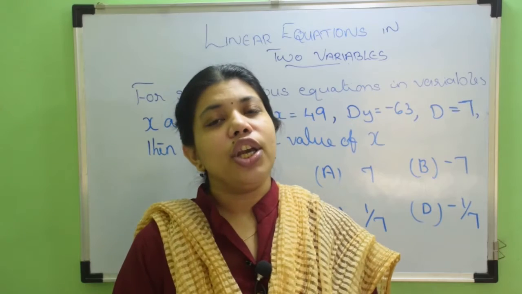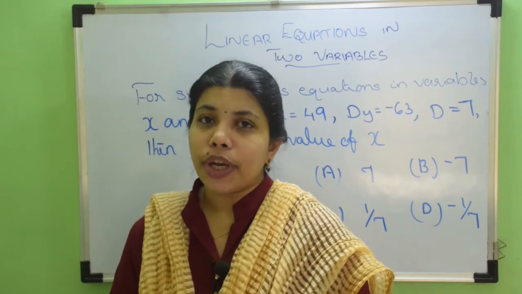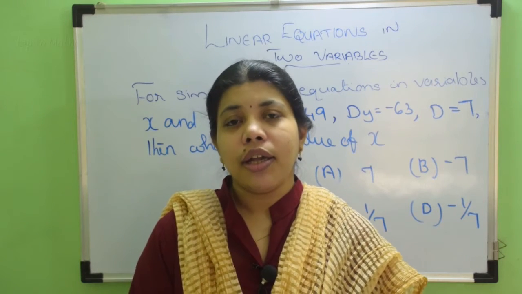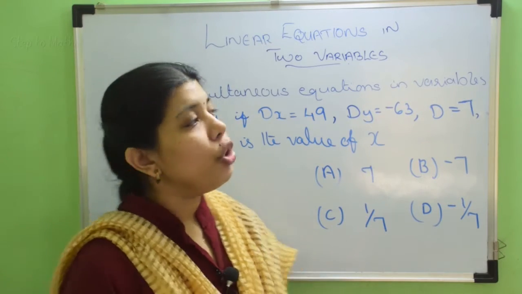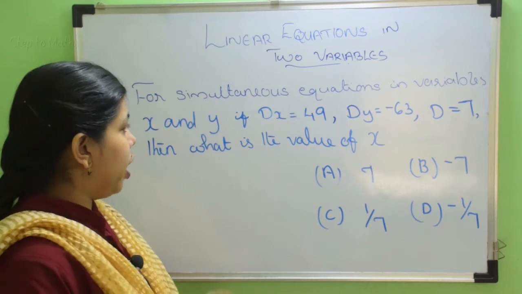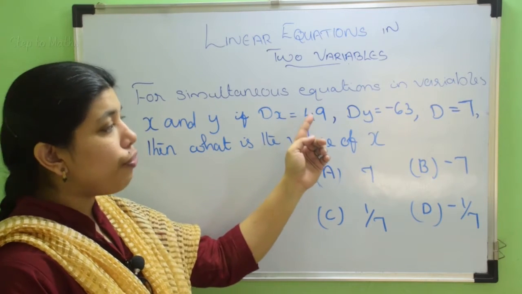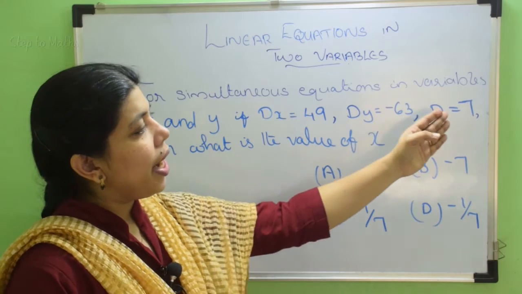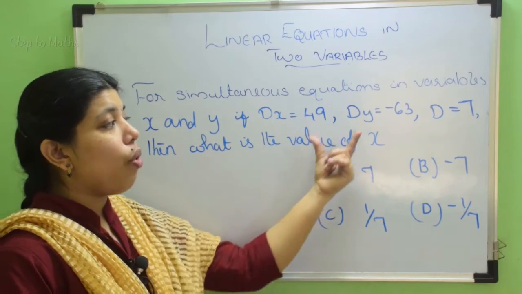In this section, we are going to solve the problems from previous year board exam question paper related to linear equation in two variables. First question. For simultaneous equation in variables x and y, if dx is equal to 49, dy is equal to minus 63 and d is equal to 7, then what is the value of x?